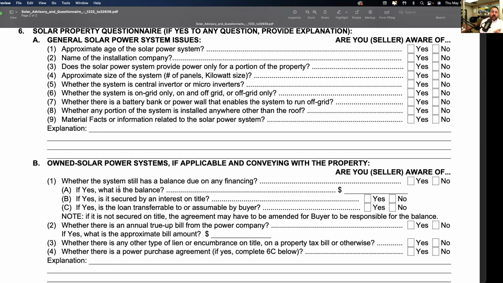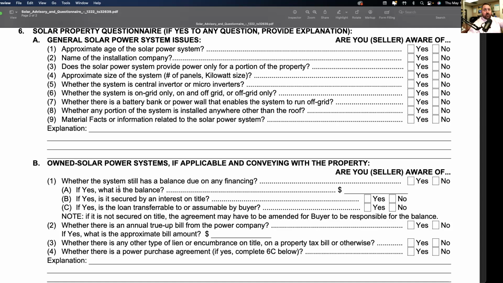Does your loan allow for you to transfer it? Yes or no. If it doesn't, then are you prepared to pay it off? Otherwise, we have to find a buyer that can pay it off, because they don't let the buyer assume the lien or the lease. So we have to ask these questions from the beginning.